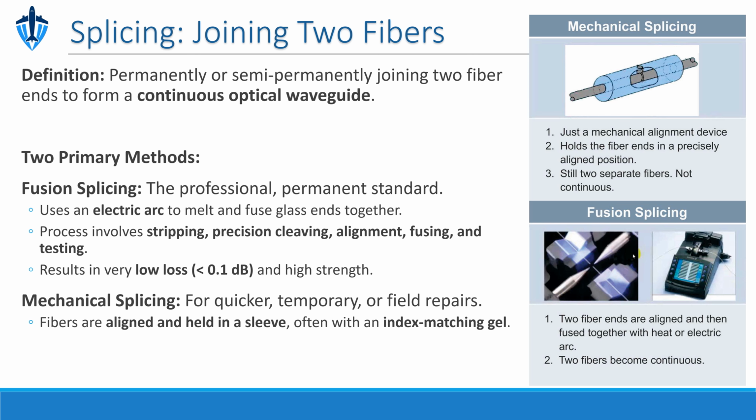Here, the prepared fiber ends are aligned and clamped inside a precision sleeve, often using a special optical gel to improve light transmission across the gap. While faster, these splices have higher signal loss and are less physically robust than a fused joint, making them unsuitable for permanent installations in harsh environments.